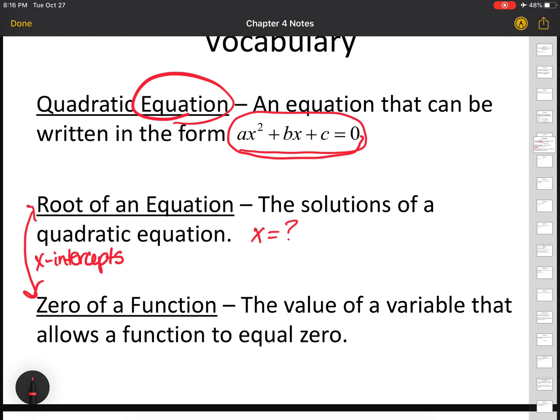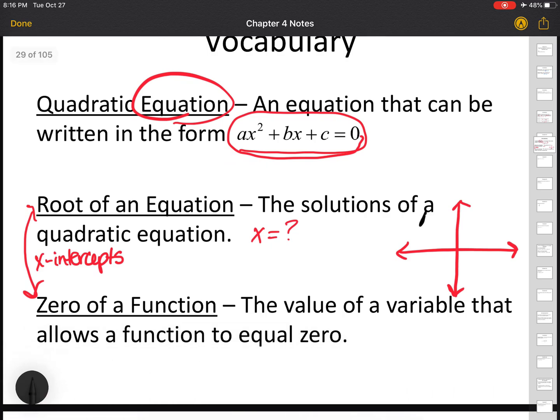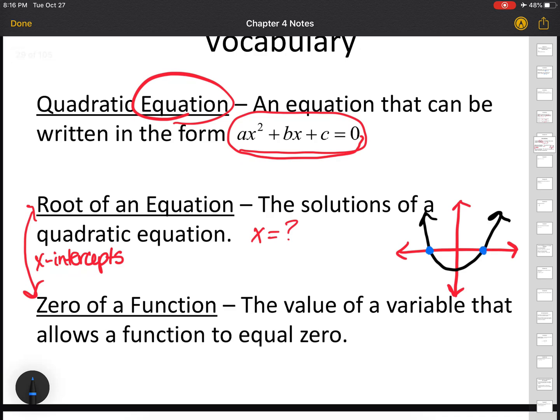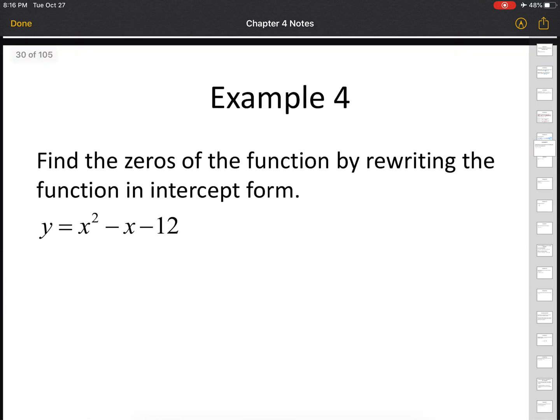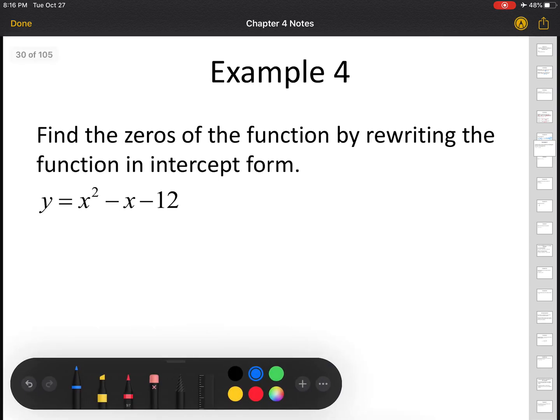What that means is if I have a graph here, and I have my parabola shape on here somewhere, okay, where they cross the x-axis, in this case here and here, that are in blue here, that's my zeros, or my roots, or my x-intercepts. It's where they're crossing the x-axis. So in this example, we're going to find the zeros of the function by rewriting it in intercept form. So basically what we're going to do is rewrite it in intercept form by factoring it.